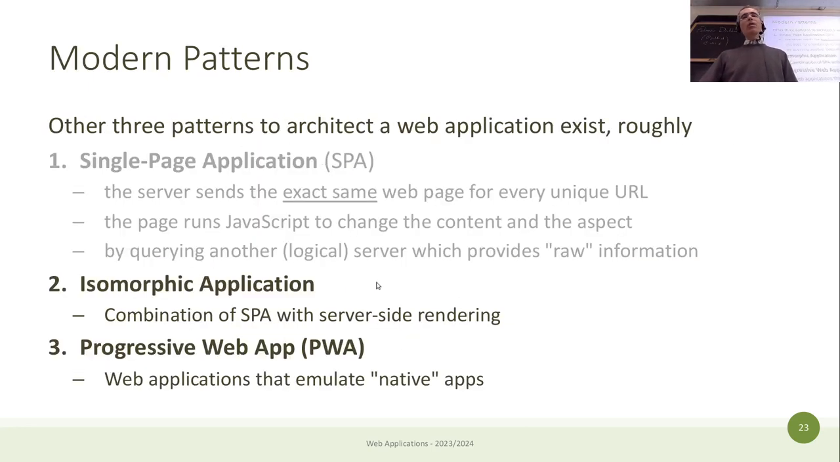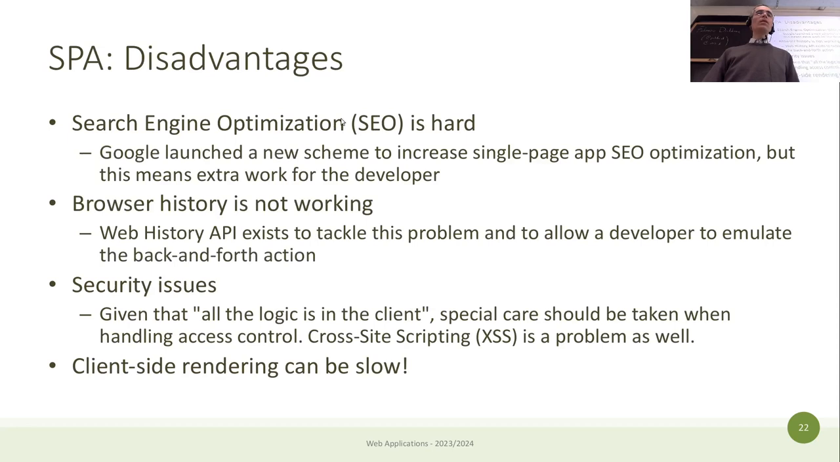Okay, so this is one of the modern approaches, the single page application. There are some other approaches that are basically derived from the single page application idea. The isomorphic application is a combination of single page application with some server side rendering, for instance, to solve some of these problems, the search engine optimization. So that when the search engine asks for a page, we don't serve an empty page. Something is rendered also on the server side. But this is just a compromise, okay?